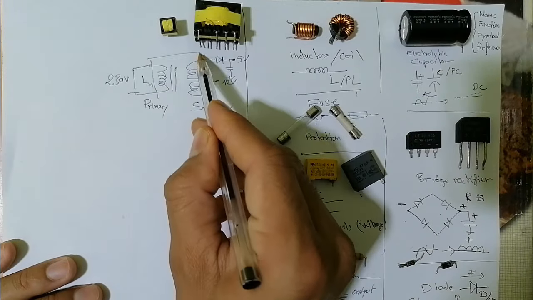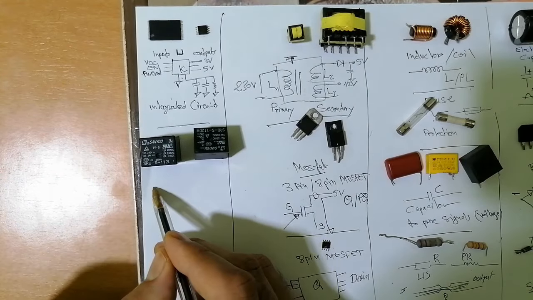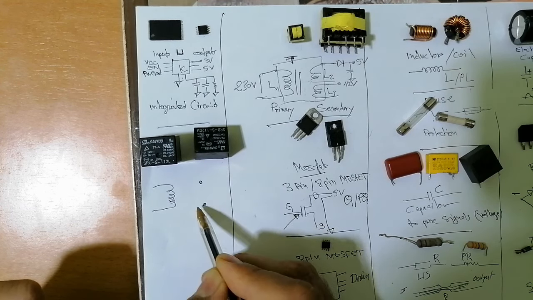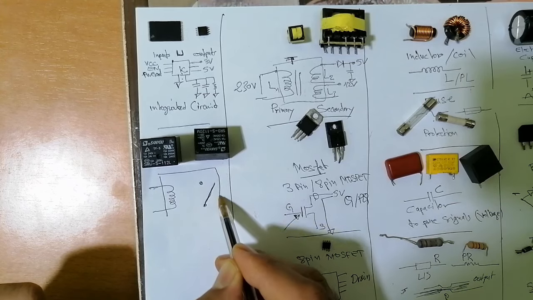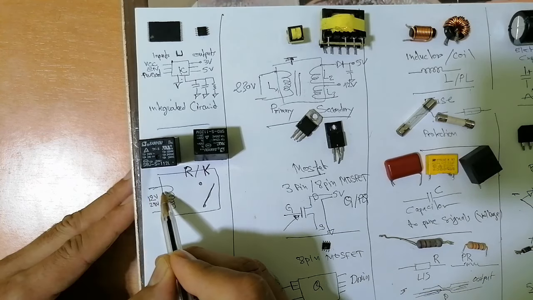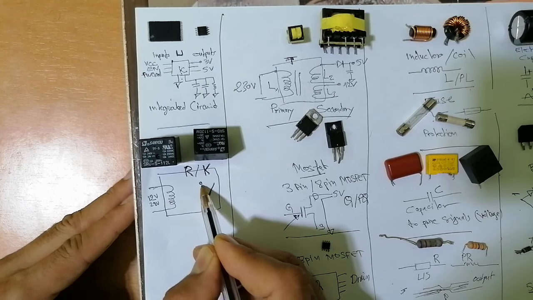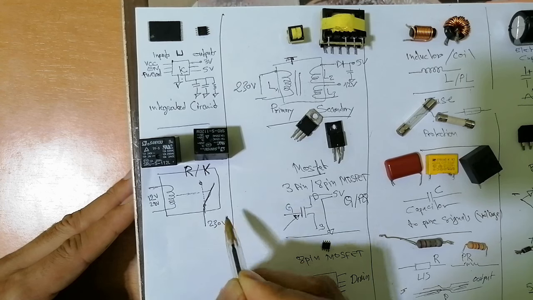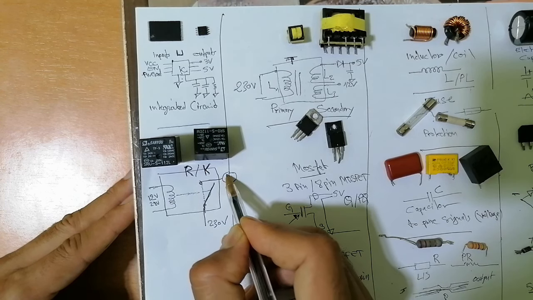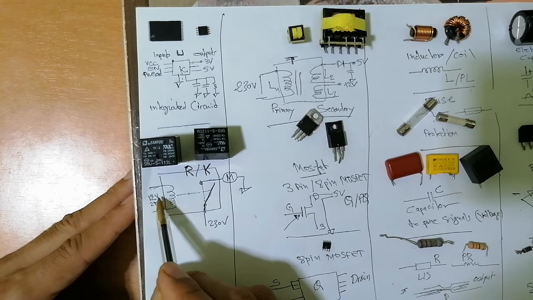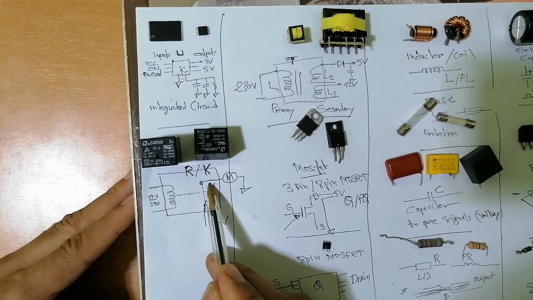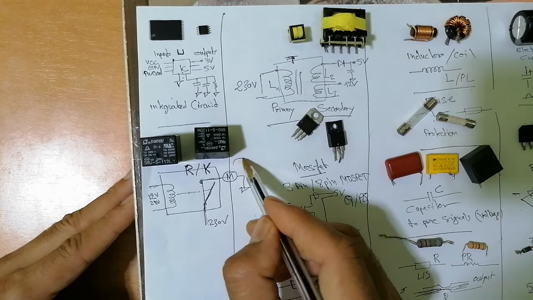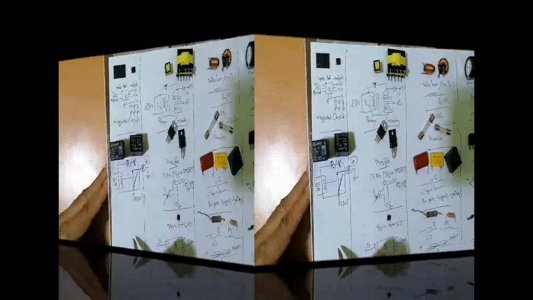So basically this is the transformer. You will always find an inductor and a switch over here. This is the symbol for relay. When 12 volt passes through this inductor, this switch will be closed. For example, here we have 220 volt, and here we have a motor. So when this inductor is activated, the switch will be closed, then 220 volt will pass through the switch to the motor, and then the motor will start turning.